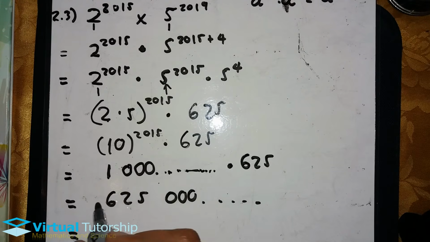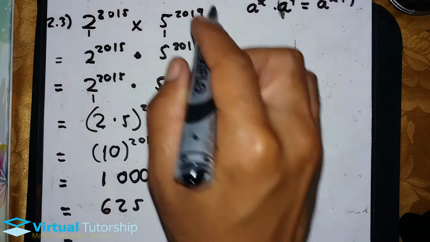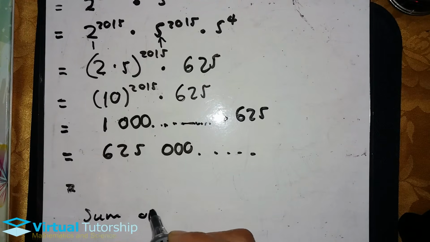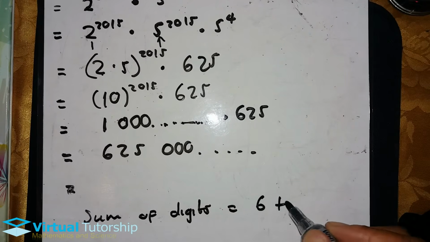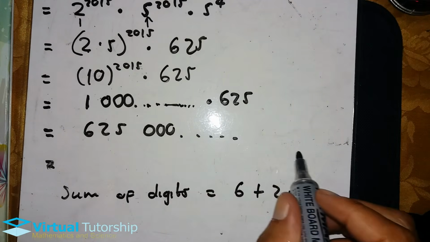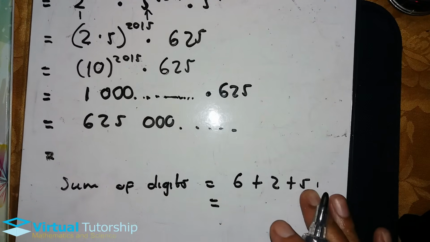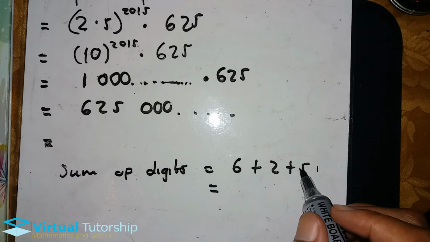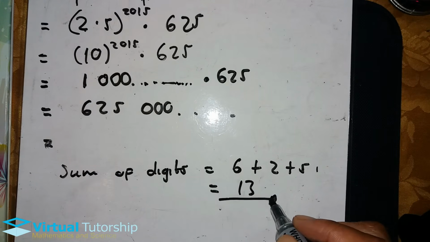Now, in order to answer this question, they said add the digits of this product. So the sum of digits will be equal to 6 plus 2 plus 5 plus those 0s, but we know that when you add a number and 0 you get that same number. So let's leave those 0s, they are not important in answering this question. So when I add here I get 11, then 13. So that is our final answer.